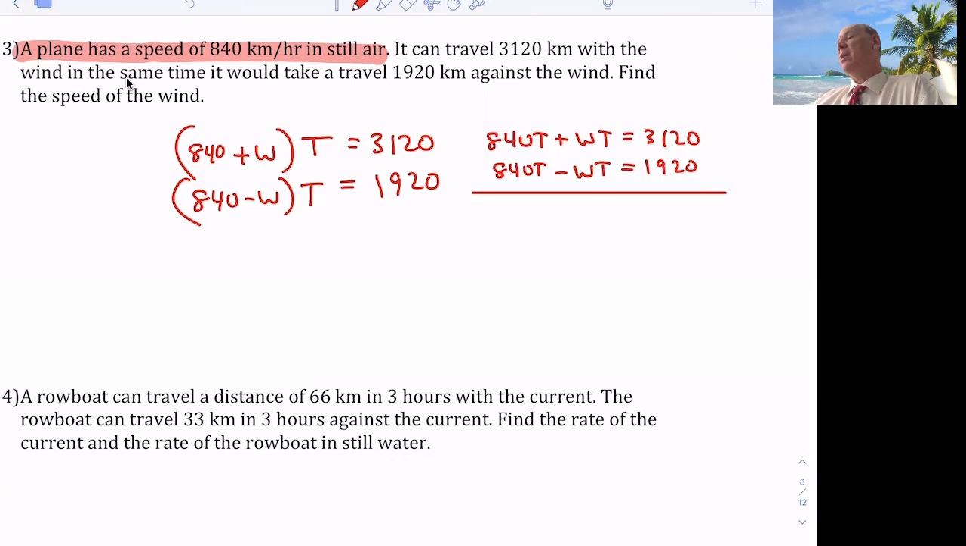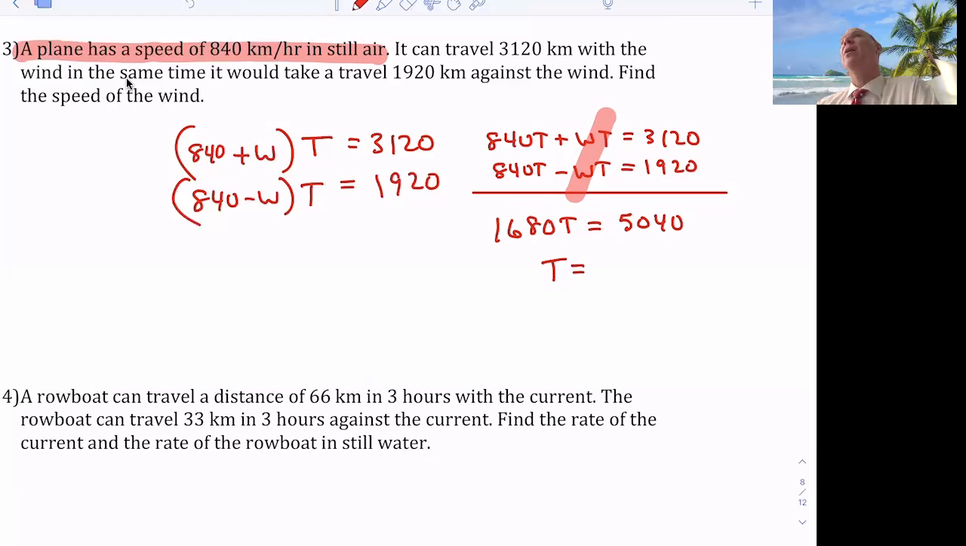We just add them, because what's going to happen to the WTs? Yay, they cancel out, guys. So we're just going to go ahead and knock this one out together just so I can show you it's kind of tricky. So 840 plus 840 is what? 1680T is equal to, now if I add that together, what is that? Is that 5040? And then when I divide that, the time is what?